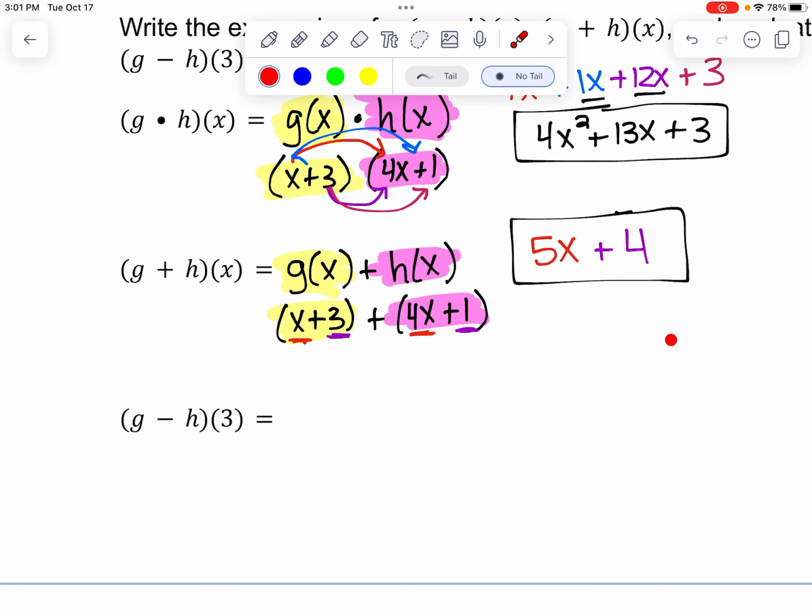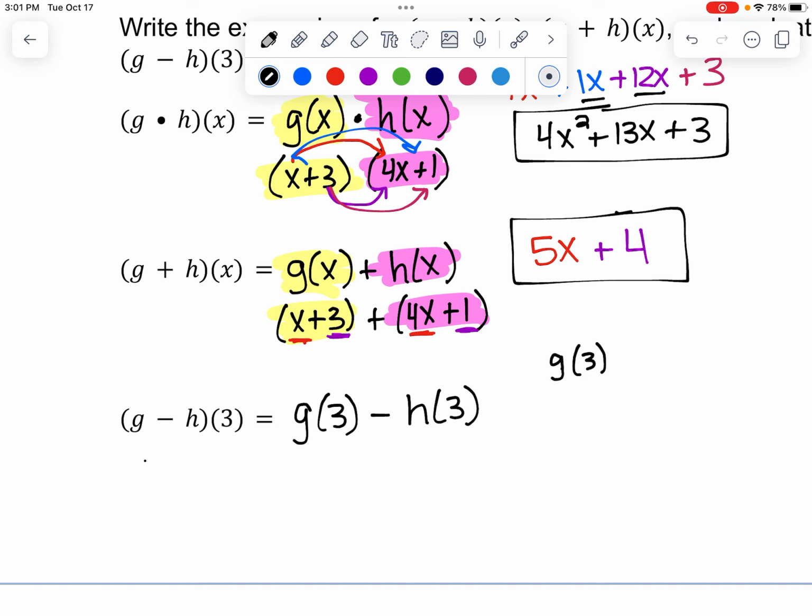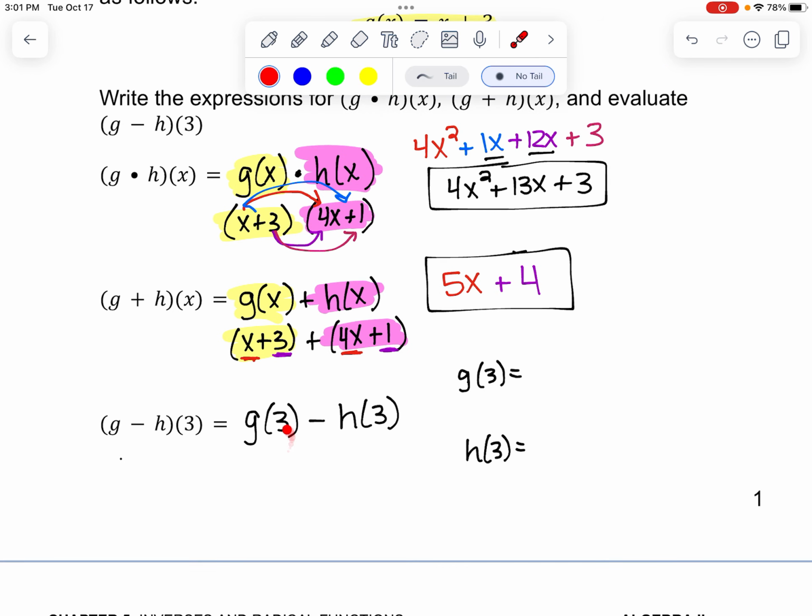So this first example, what I'm going to do is I'm going to find g, let me do it this way. So this is going to equal g of 3 minus h of 3. So what I'm going to do kind of off to the side over here is I'm going to find g of 3, and I'm going to find h of 3, and then I'm going to plug those numbers that I get in for these functions here.